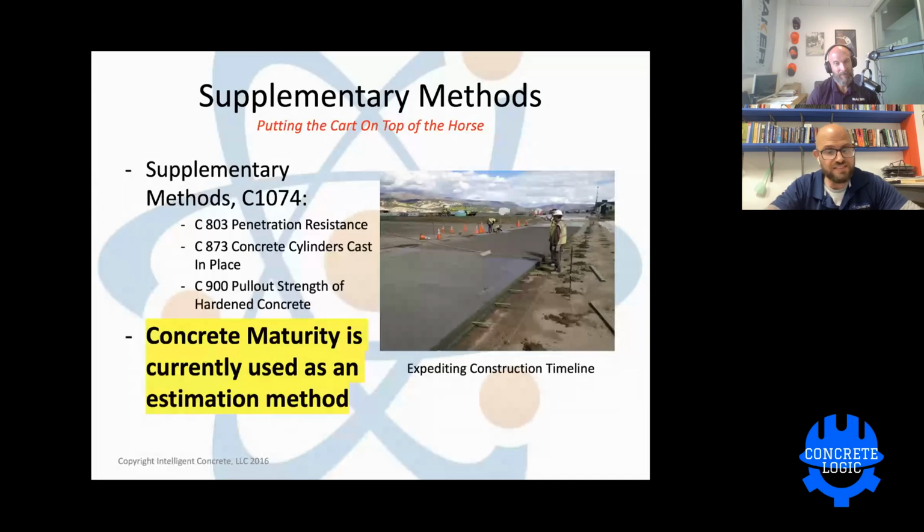When you look at the 1074, it tells you there are 3 other methods to use. One of them is cast-in-place cylinders. Mm-hmm. Right? It tells you to make cylinders as part of it, but it says, hey, don't trust the maturity alone. This is just an estimate. You've got to second guess, or you've got to use a second test to make sure that it's lining up. So they give you 3 methods to choose from.